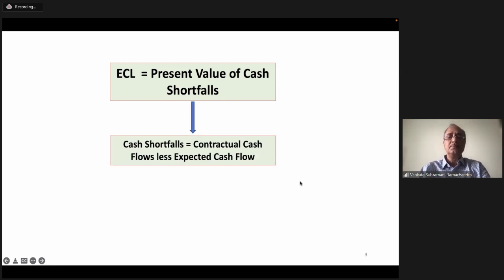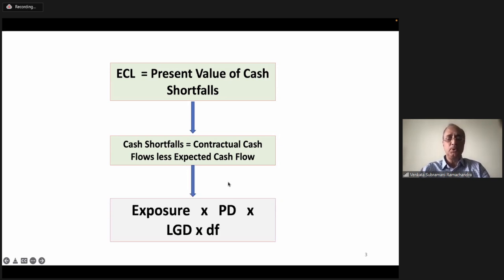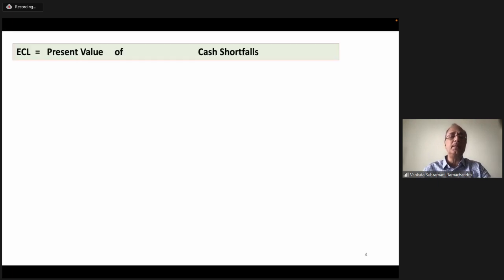So, cash shortfalls is the contractual cash flows less expected cash flows. You have the contractual cash flows on the one hand, and based on certain events that may or may not occur, your expected cash flows are likely to be different. So you need to find out the difference between the two, and that obviously is known as the cash shortfalls. Now, you need to take the exposure at default, multiply it by the probability of default, multiplied by the loss given default, adjusted for the discount factor, which means you have to take the present value of that, and that in essence is the expected credit loss. This is at a very, very high level. Let us dive deep into each one of these components to get a better idea.